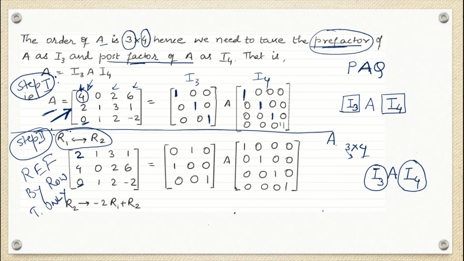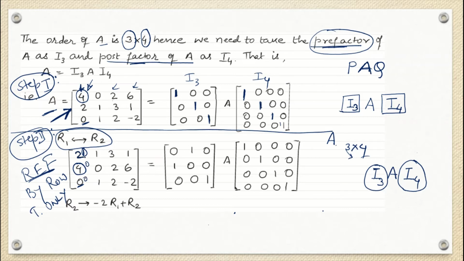My next focus is this number. This is the second row, first column. Here I have 4. My REF form says that ideally this place should contain 1, and below this leading 1 I should have zeros present.